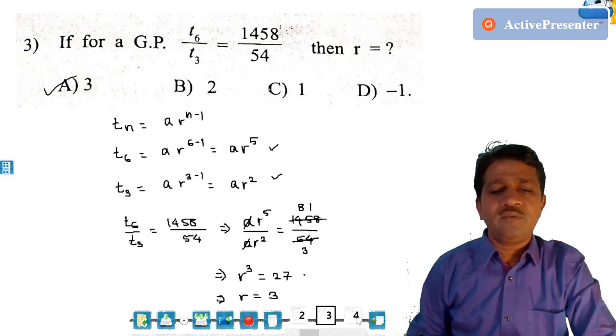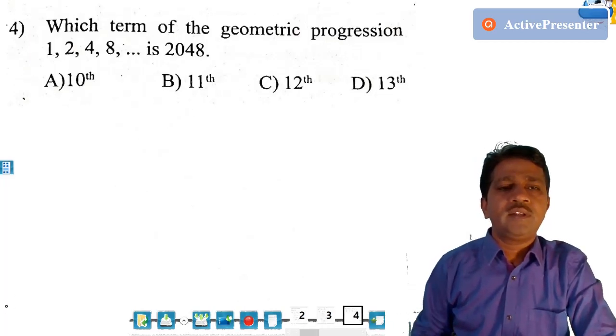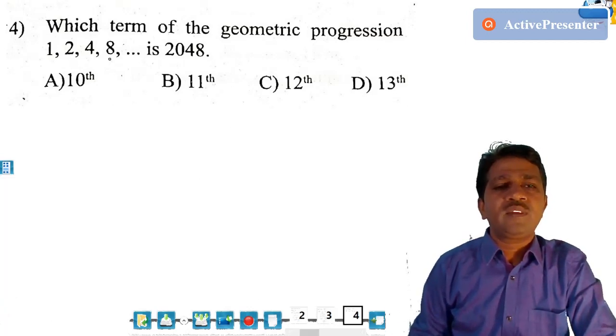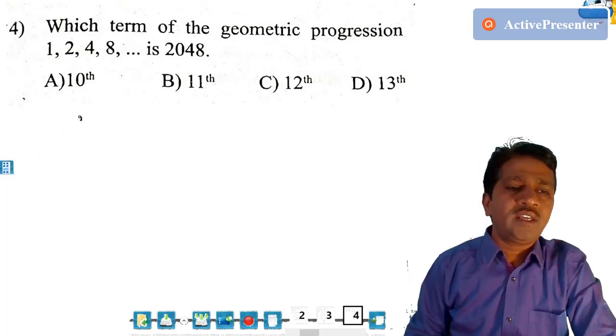Okay, let us proceed further to the fourth example. In the question we are again given a GP, and a term is given to us, 2048, and we have to find the number of that term. So we have to find n. In this case, A, the first term, is given as 1.